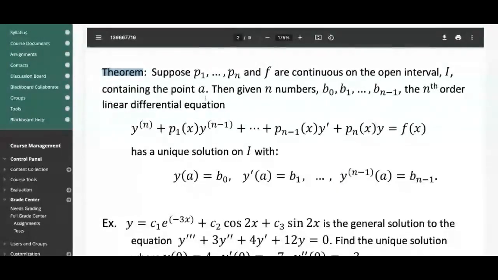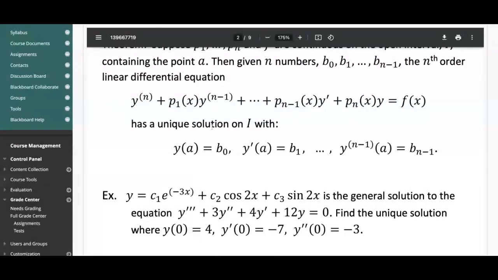Theorem again. Suppose P1 up to Pn and f, little f, are continuous on the open interval I, to be mathematically correct, containing the point A. Then given n numbers B0, B1 up to Bn minus 1, the nth order linear differential equation, y to the nth level derivative, plus P1 of x times the n minus 1 level derivative, and so on, up to Pn of x times y, equals some function of x, has a unique solution, all right?